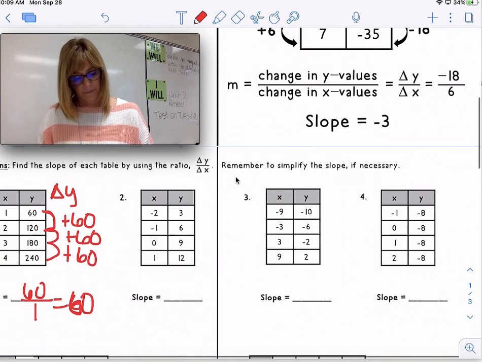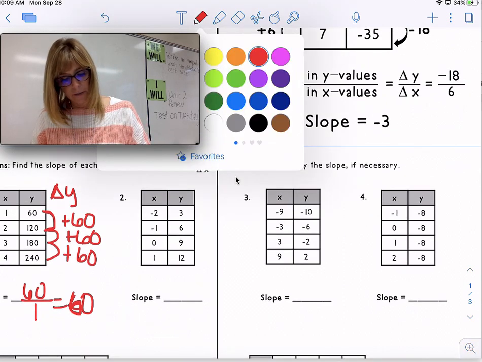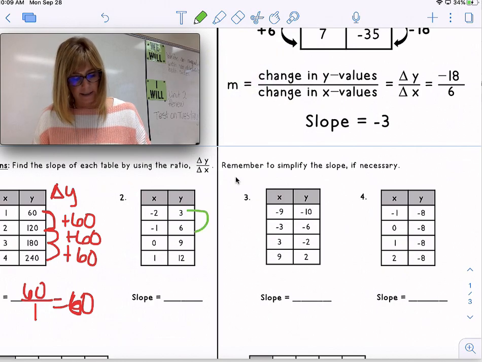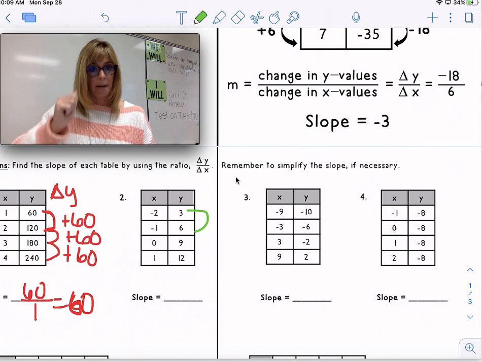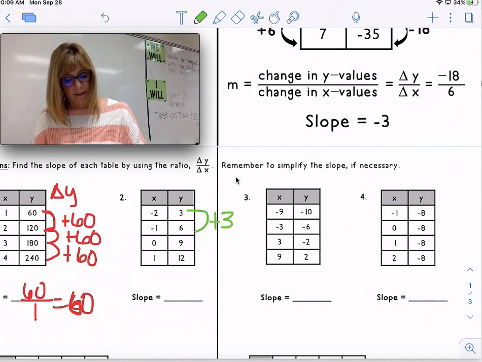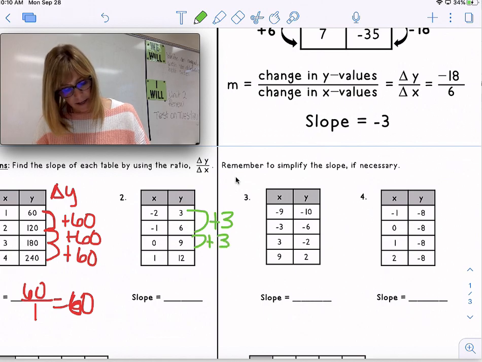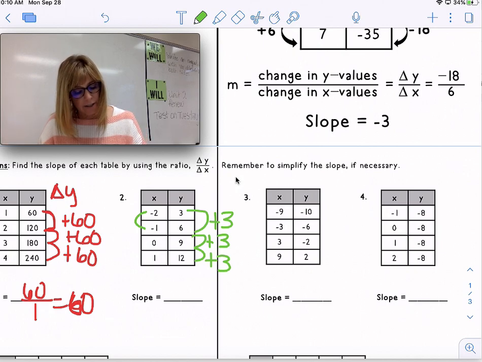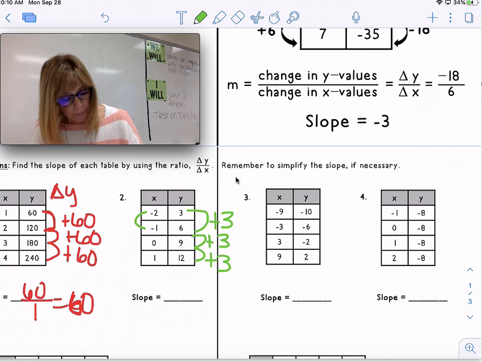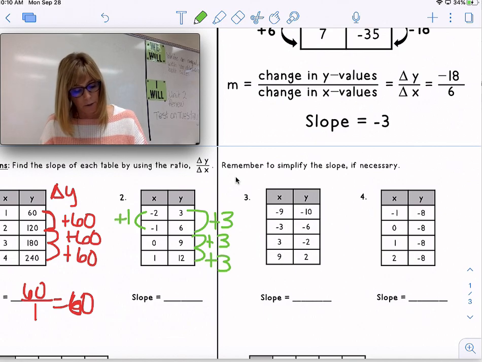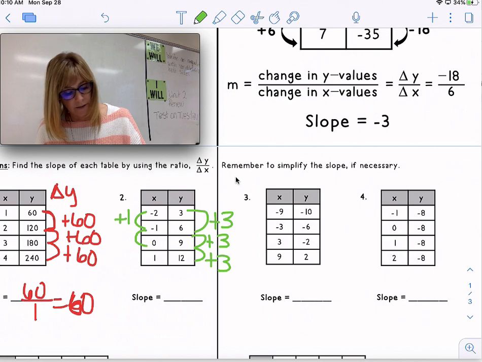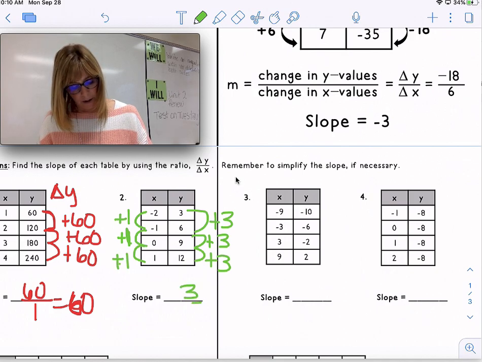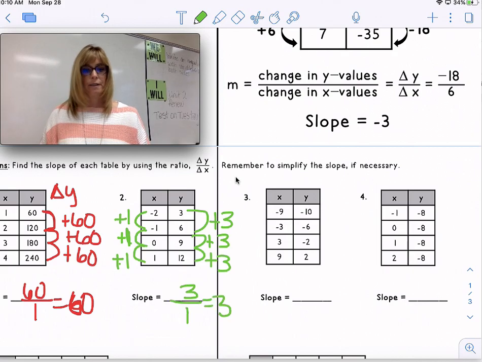Okay, number 2. A lot of this you can do mentally if the numbers are simple like this. 3 to 6. Well, I can go 3, 4, 5, 6. I'm going up 3. And then 6 to 9 is plus 3, and 9 to 12 is plus 3. Now let's look at our x's. Negative 2 to negative 1 is actually plus 1 because we're getting closer to 0. Negative 1 to 0 is plus 1. And then 0 to 1 is plus 1. So our slope would be 3 over 1, which is just the whole number 3, a slope of 3.